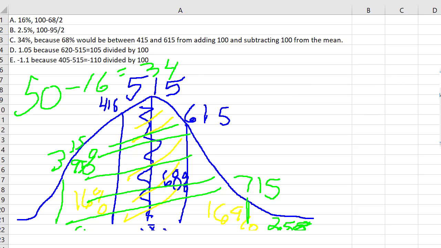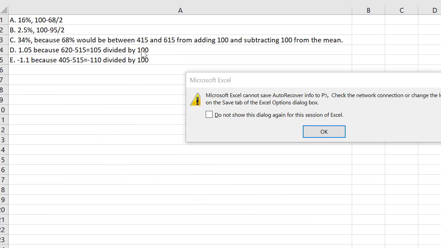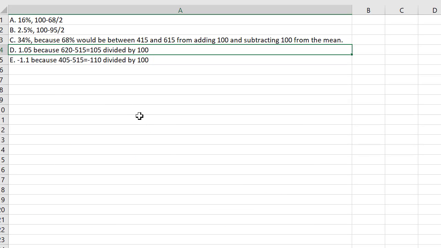The calculations for the other parts, let me get out of this and see if I can do that for you. We just erased everything, but hopefully you can go back and watch that.